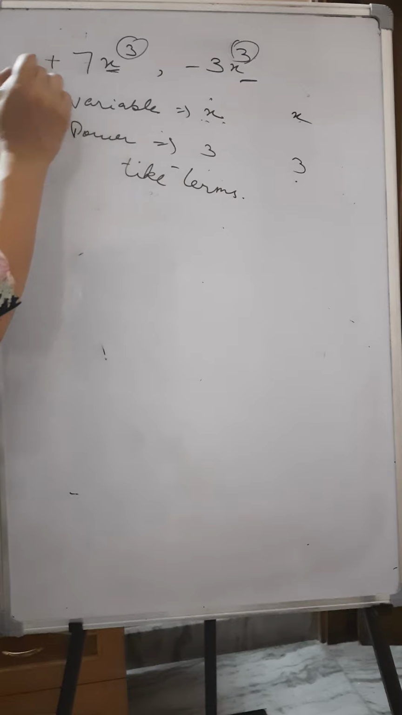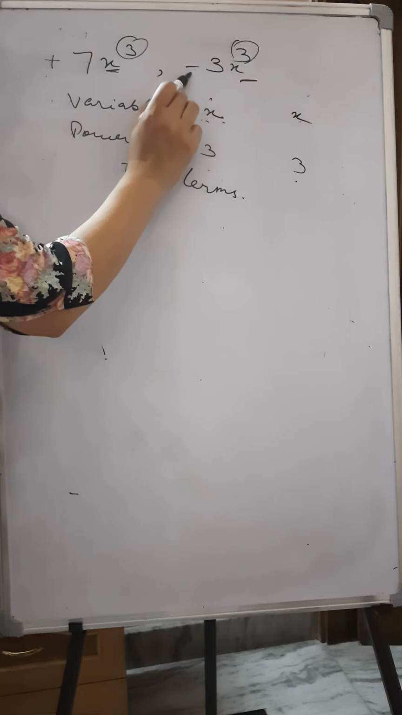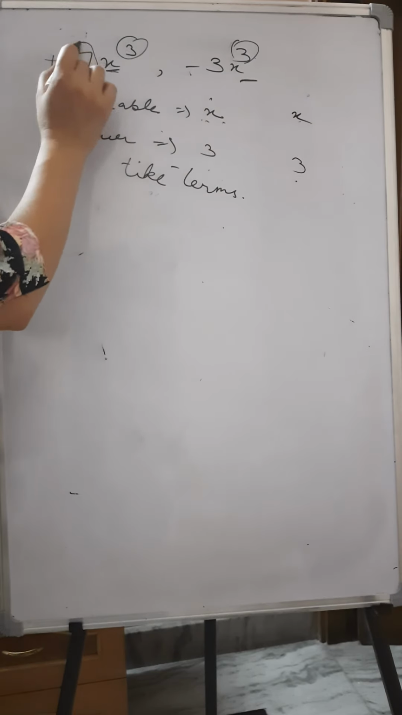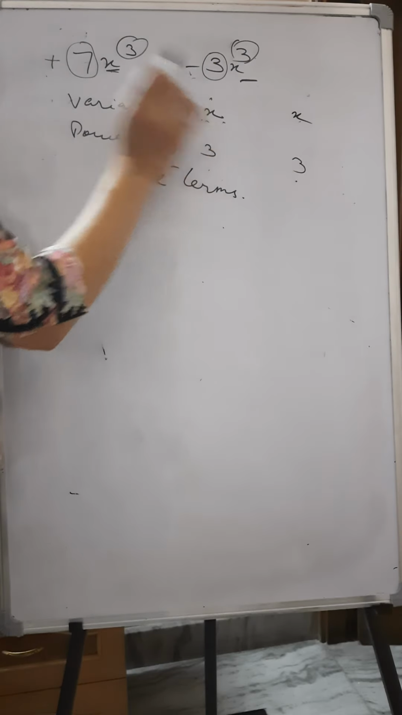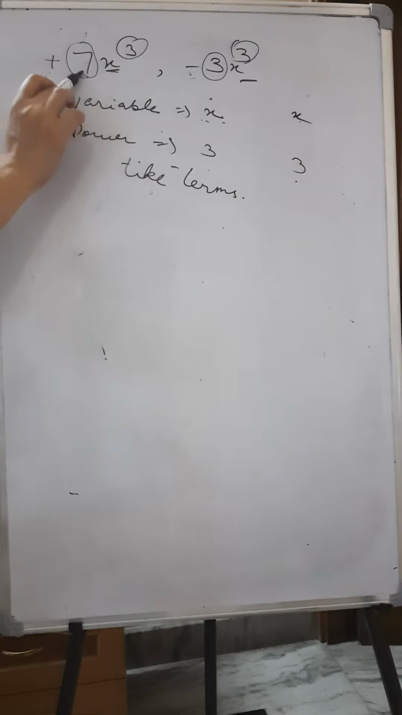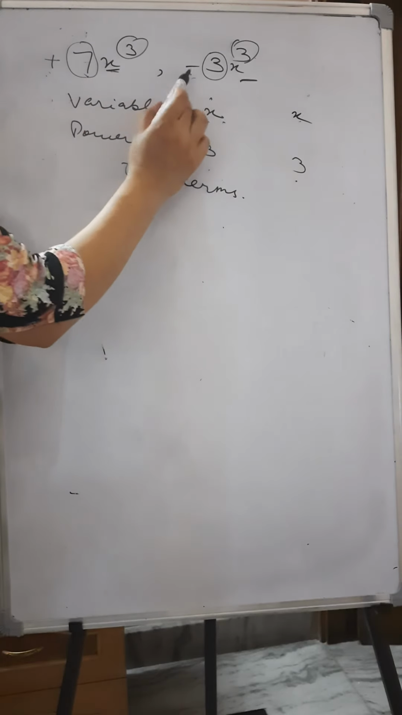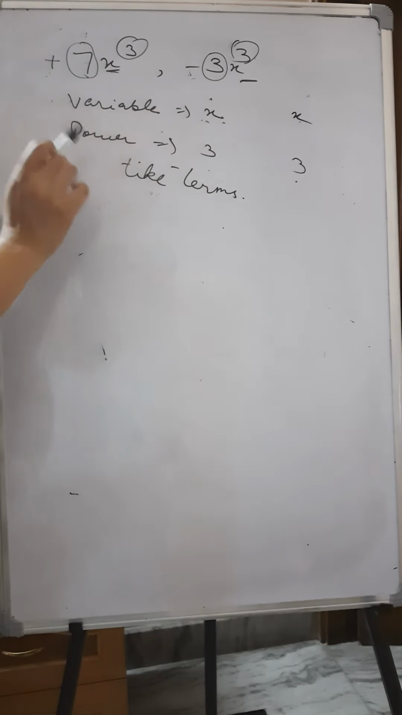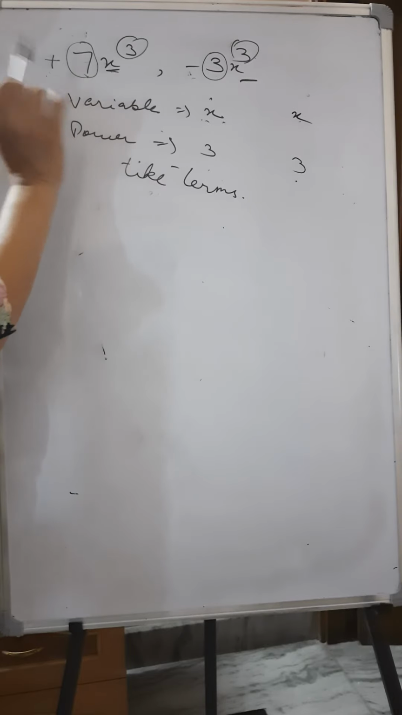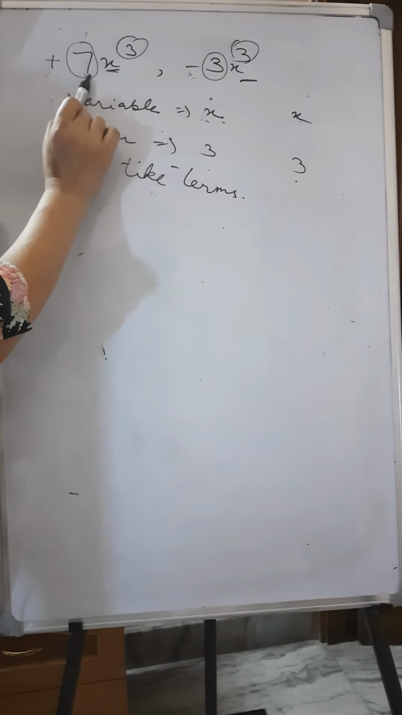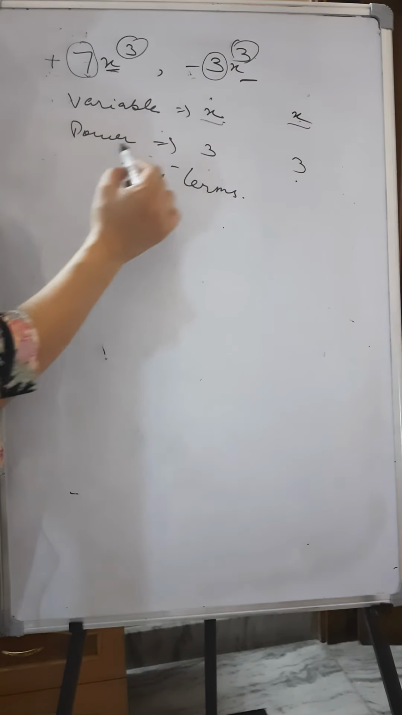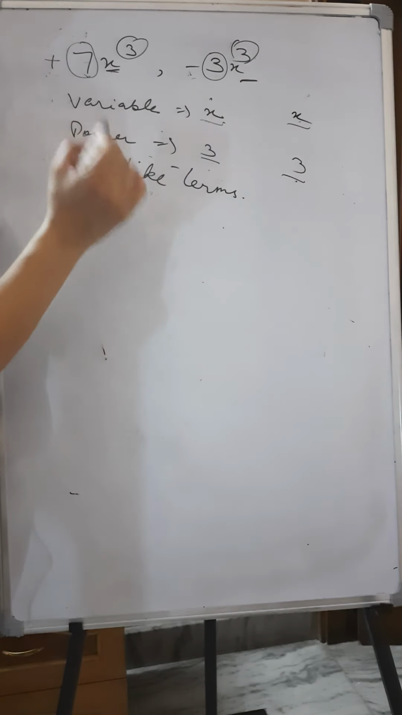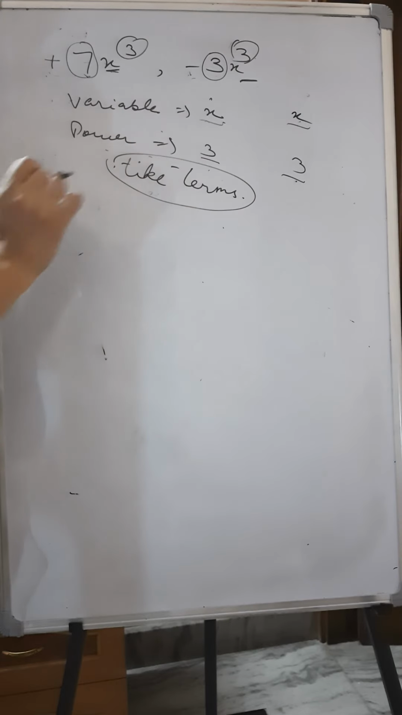Besides, 7 has the positive sign, 3 has the negative sign. 7 is the numerical coefficient, 3 is the numerical coefficient. Both things are different: sign and coefficients. Variable and power: the variable is x in both terms, the power is 3 and 3. So we can say these are like terms.